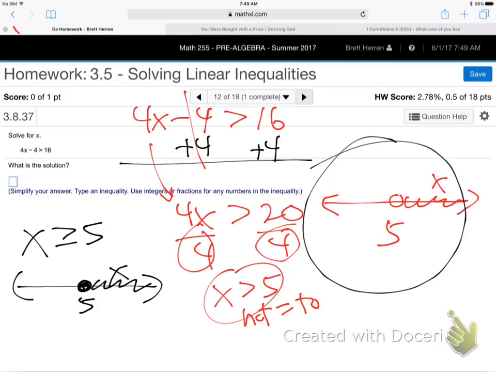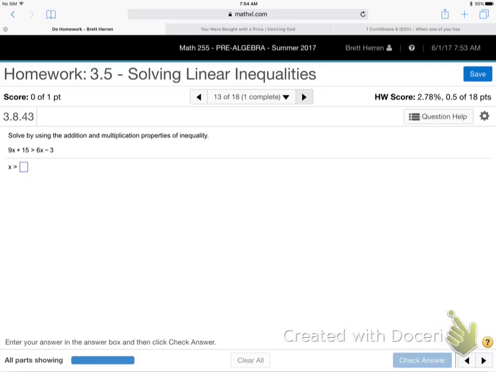All right. Let's keep going. Okay, let's try that one. 9x plus 15 greater than 6x minus 3.